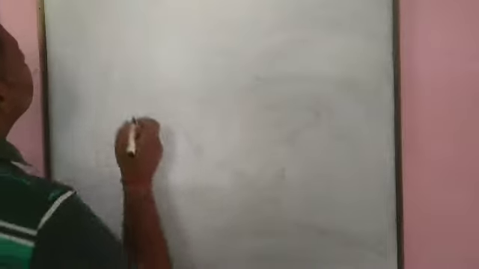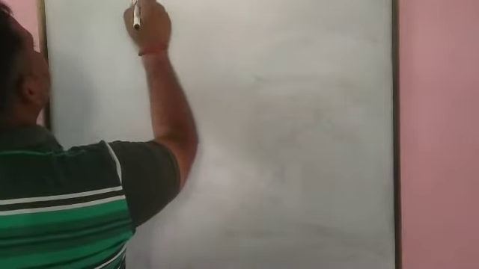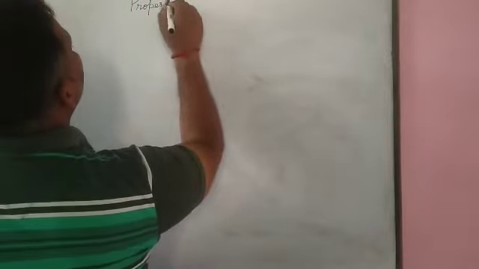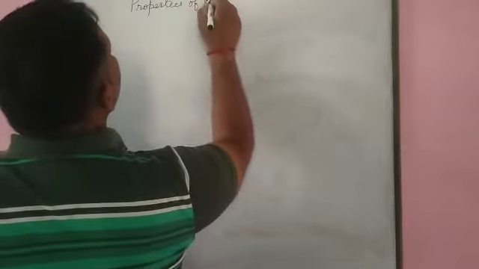Next, bases include metals, metal oxide, metal hydroxide, metal carbonate, metal bicarbonate, and ammonium hydroxide. These are found to be bases. Next, we will discuss alkali. But so far, what have we discussed? The properties of bases.